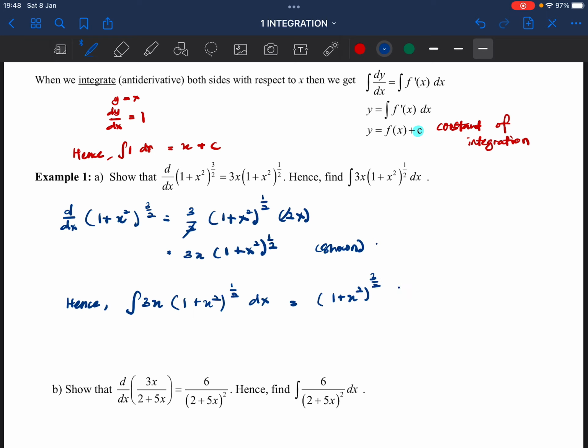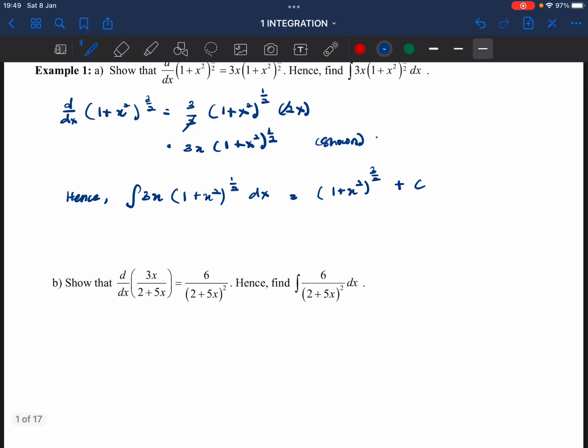Make sure to write plus c. Whenever you do your integral, you have to write plus c, your constant of integration. The same thing will happen for question B. Just do it by yourself.